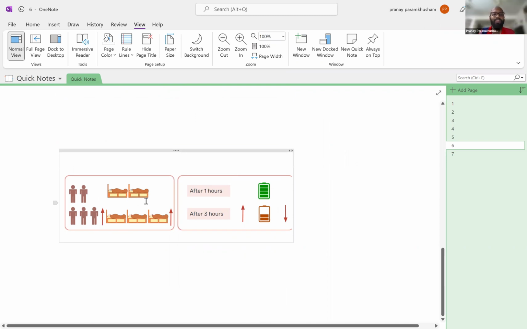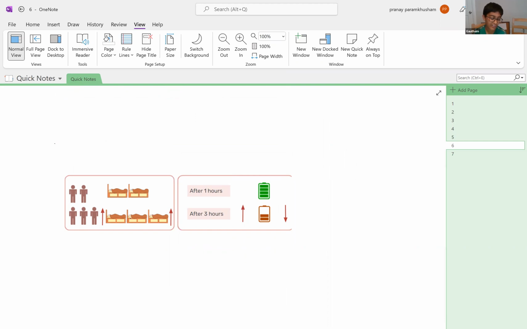See here. 2 people are sleeping in 2 beds. 3 people are sleeping in 3 beds. So if 4 people are there, that's another bed. Another person equals another bed. So it's direct, right? Because if you add another person, you'll always get another bed. Okay. What about the next one?